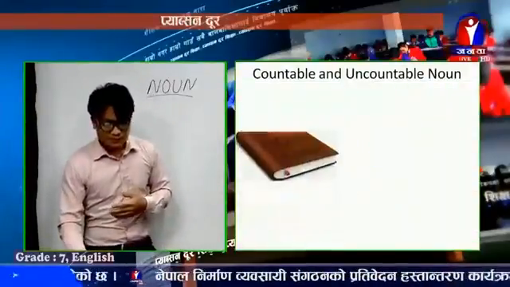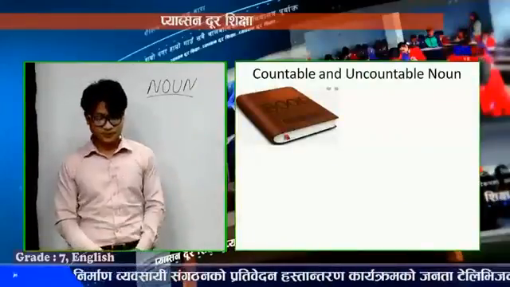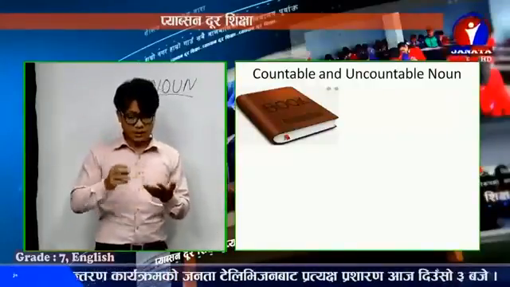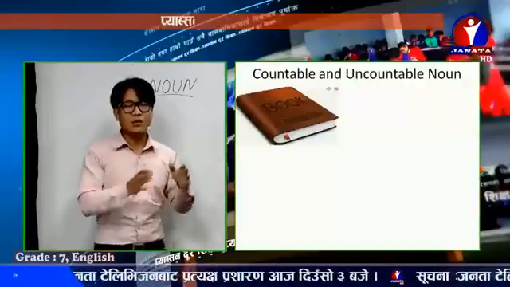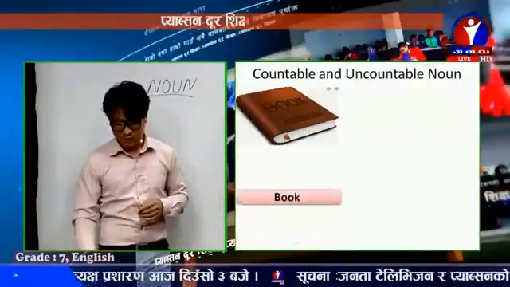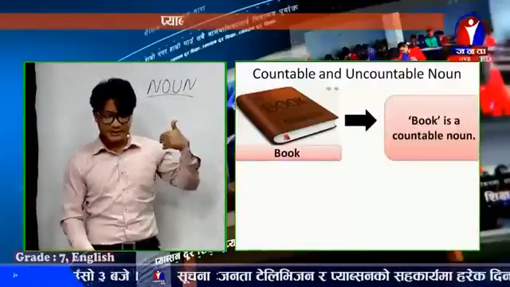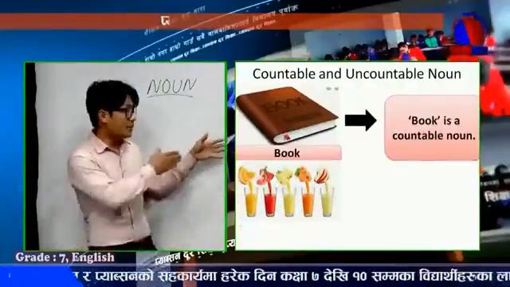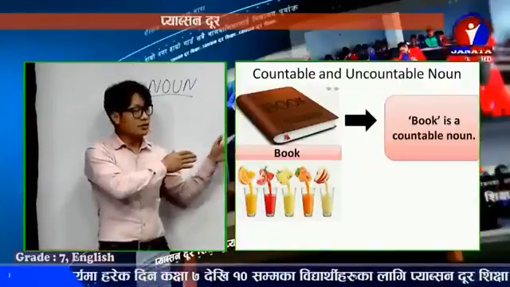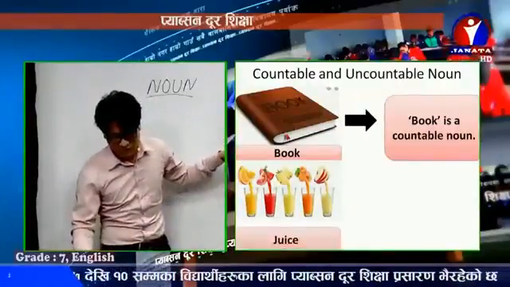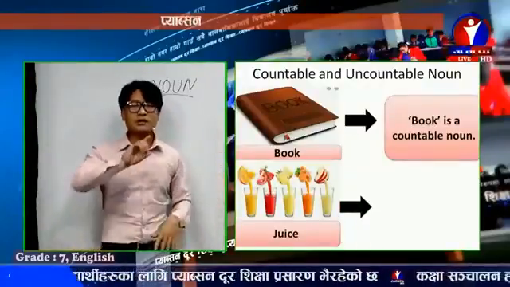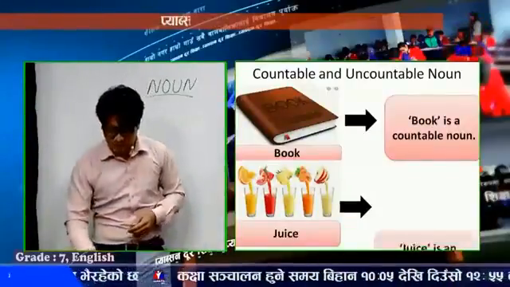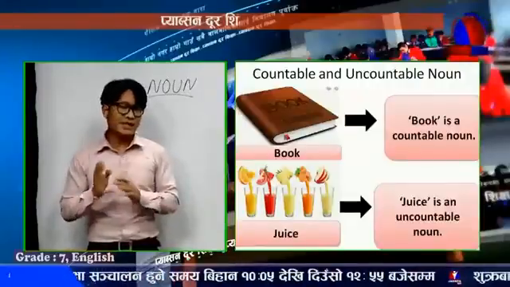Let's have one more example. You can see book. We can count it. We can have one book, two books, three books. We can count in number. So that's why book is a countable noun. Next, you can see in the pictures different types of juices. We cannot count juice without the help of other words. So juice is an uncountable noun.